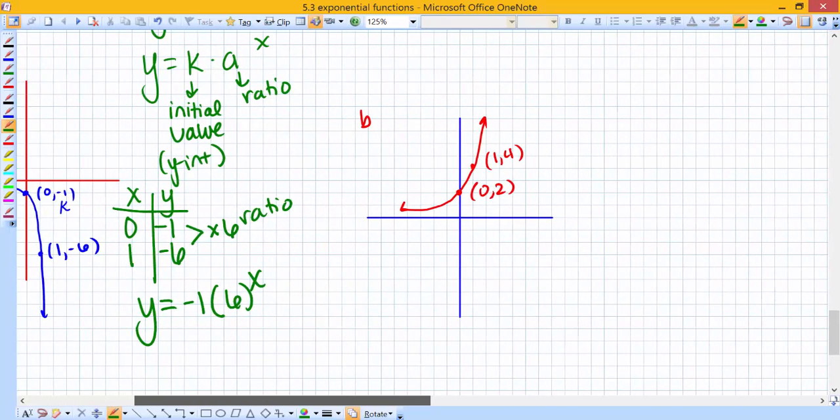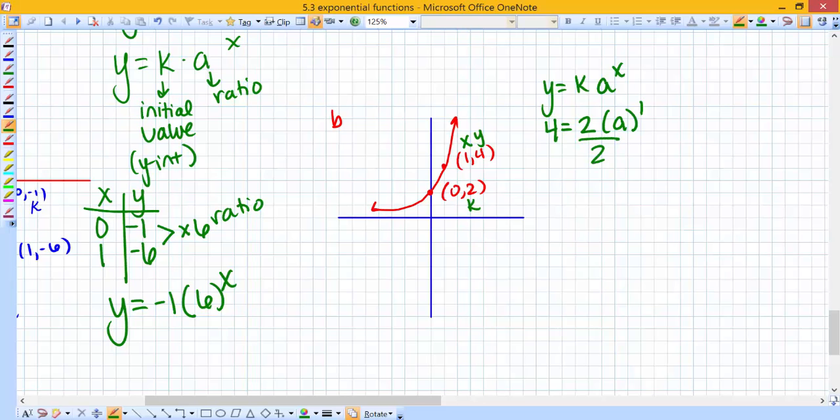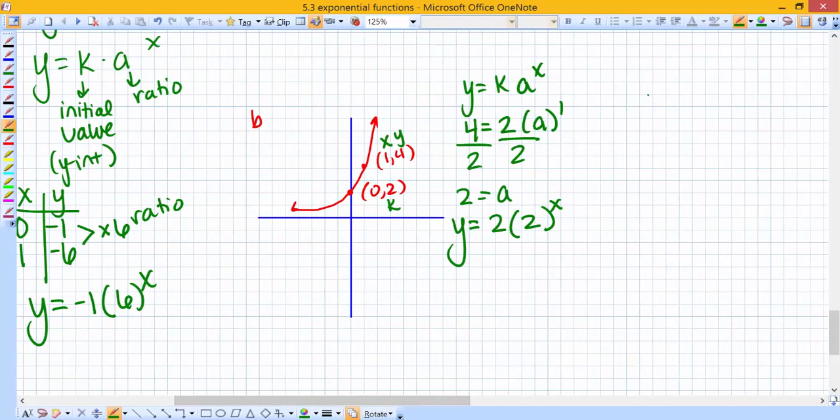You take your pick. On this next one, I'll go ahead and show you both again, and then you can decide. This is my k. This is my xy. So y equals k, a to the x. y is 4, k is 2. I'm looking for a, x is 1. Divide by 2, a equals 2. So y equals, what was my original value? What's my y-intercept? 2. What are we multiplying by? 2. Or just make a table.